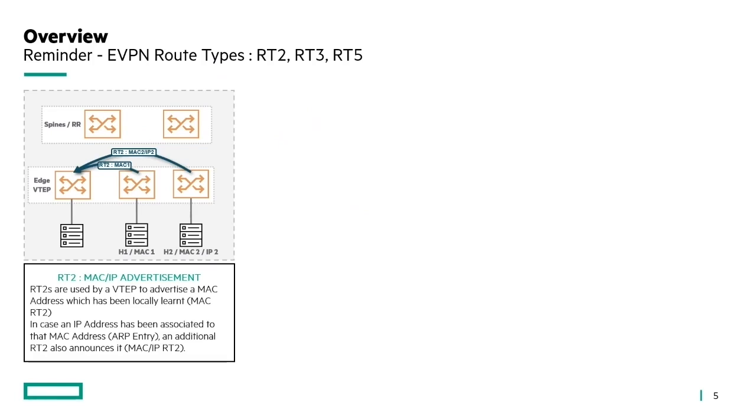Route type 2 is for MAC and IP advertisements. These are used by a VTEP to advertise a MAC address which has been locally learned, as you can see from the diagram. In the case where you've got an ARP entry associated with that as well, that can be sent in a MAC IP route type 2 as well. You can see in the diagram a VTEP that's advertising host 1's MAC, and then host 2's MAC, and also the IP is sent in a route type 2 packet.